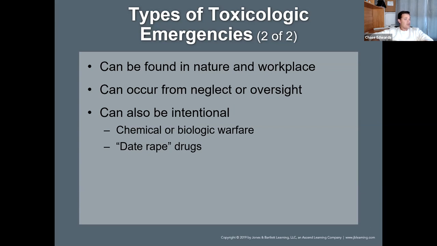So the risk associated with chemical and biologic warfare has drawn increasing attention lately. Intentional poisoning or overdose may also occur during smaller scale crimes. For example, something called Rohypnol is a date rape drug used to facilitate sexual assault. That would be a deal with some sort of chemical criminal.